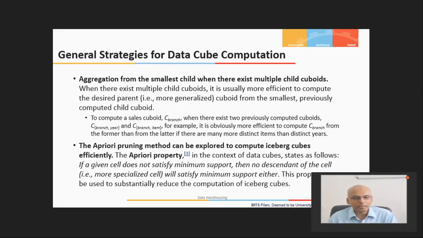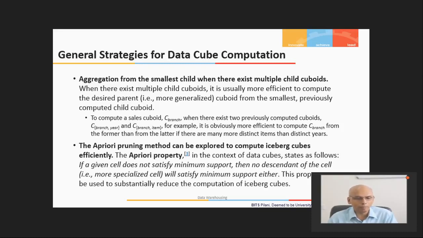And then there is another way you can optimize. For example, you are thinking in terms of calculating the summary for a branch. You may already have the summary for the branch for the year, or you may have the summary for the branch per item. You may realize that there are 5 years of data available and there are 1,000 items that the branch deals with. So you clearly know that if you go by the summary of the branch per year, it is much easier to calculate the summary for the branch rather than going through the path of summary of the branch and item.